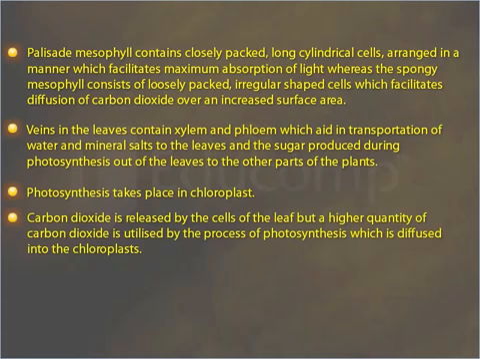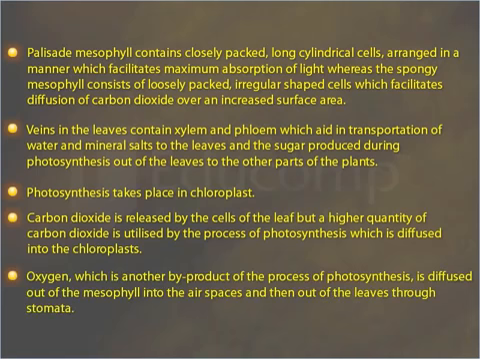Carbon dioxide is released by the cells of the leaf, but a higher quantity of carbon dioxide is utilized by the process of photosynthesis, which is diffused into the chloroplasts. Oxygen, which is another byproduct of the process of photosynthesis, is diffused out of the mesophyll into the air spaces and then out of the leaves through stomata.